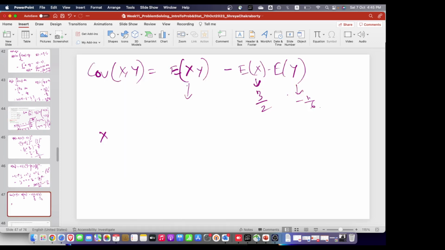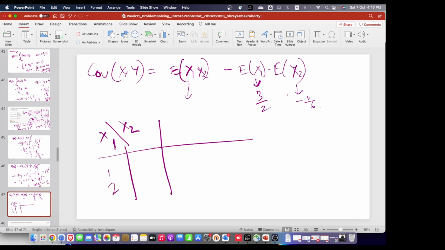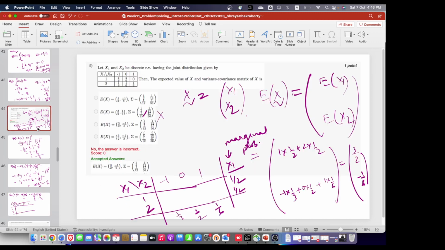Expectation of x1, x2. I should write x1, x2, x1 and x2. Okay, x1 is this side, x2 is this side. It can take value 1 and 2. It can take value minus 1, 0 and 1. Okay, so it has been given that, no, nothing has been given.